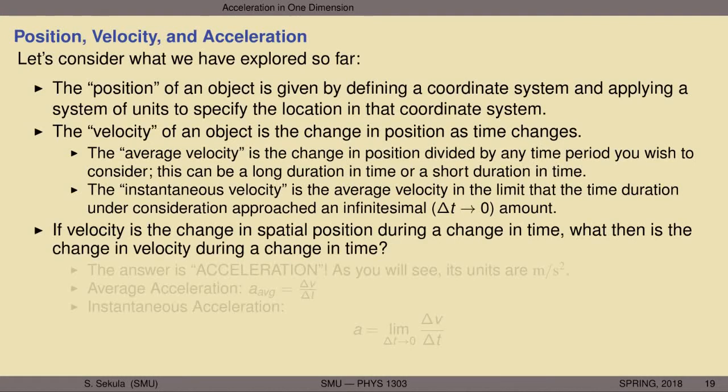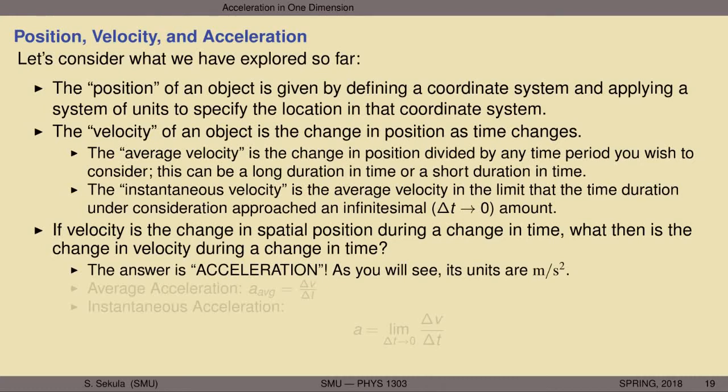Now, it's natural at this point to go one step further and define the new concept. After all, if velocity is the change in spatial position during a change in time, we can then ask, what is the change in velocity during that same change in time? What does that quantity represent? Velocity does not have to remain constant throughout the time period under consideration. And we saw that in the previous lecture. And the answer is acceleration. This is the concept we're going to explore in this lecture. And using acceleration, we're going to take a slightly deeper dive into the same mathematical concepts that we explored in the lecture on position, time, and velocity. As you will see, its units, the units of acceleration, are meters per second squared.